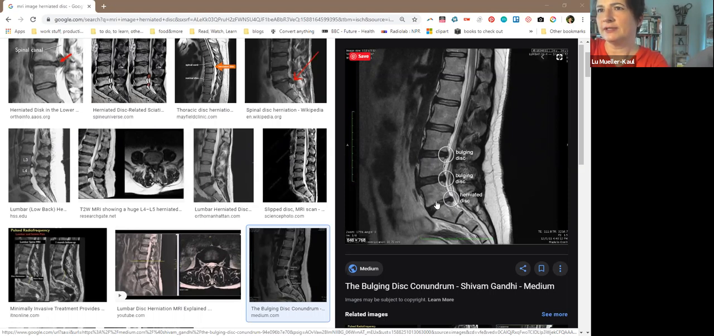What usually ruptures is the thing inside the disc. It's called the nucleus pulposus. So the disc itself is like a ring of fibrous cartilage, and inside there's this jelly stuff that helps with the shock absorbance. If that really comes out, then they call it a true herniation.